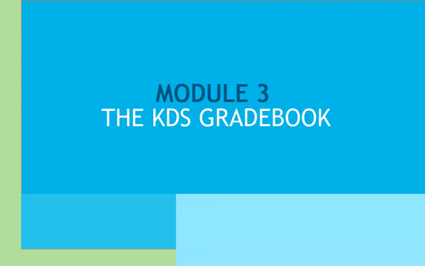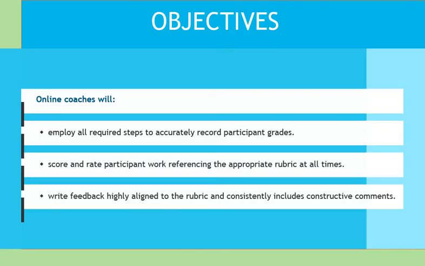Module 3 will focus on how to use the KDS online gradebook to submit participant feedback and grades. After completing this module, online coaches will be able to: 1. Employ all required steps to accurately record participant grades. 2. Score and rate participant work, referencing the appropriate rubric at all times. 3. Write feedback highly aligned to the rubric and consistently including constructive comments.